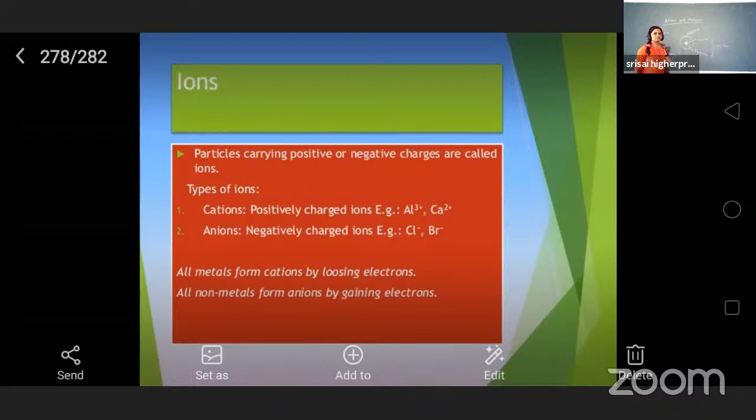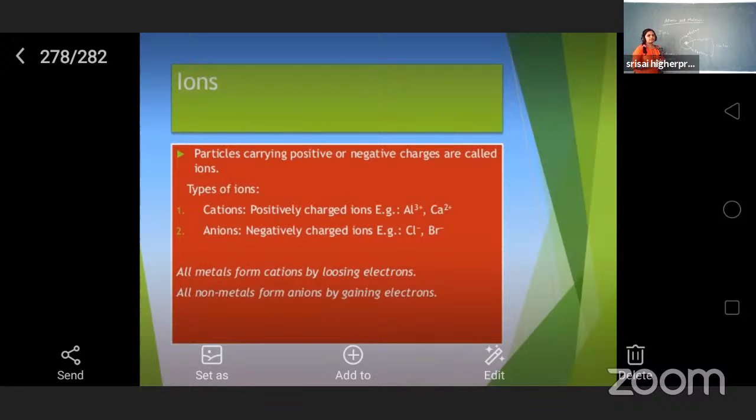So all metals form cations by losing electrons. Atoms may lose or they may gain electrons. Losing electrons is called forming cations. Gaining electrons is called, what do we say? Gaining electrons is called forming anions.